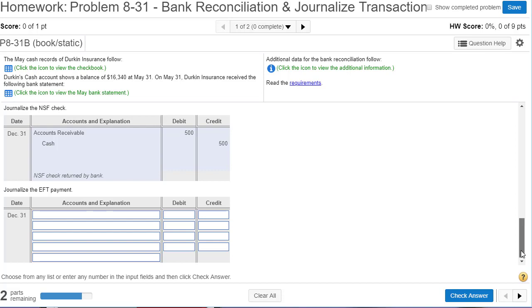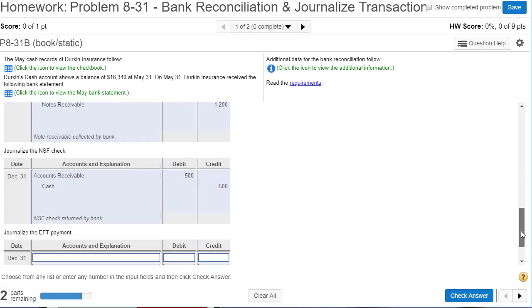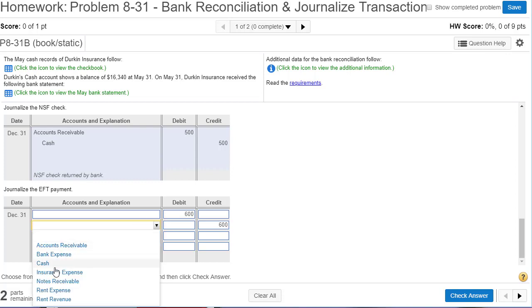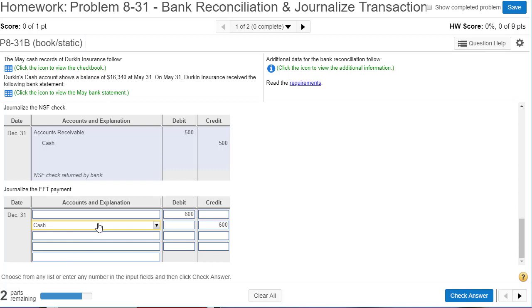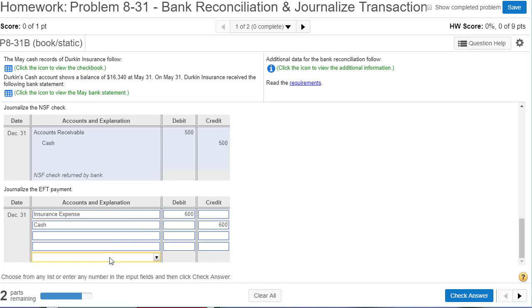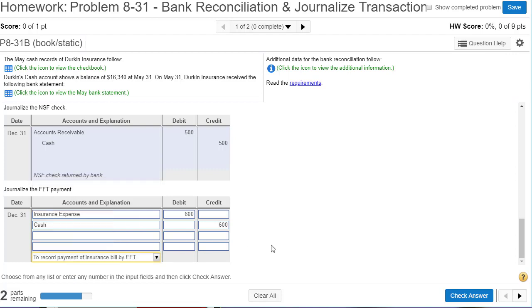Journalize the EFT payments. So we can go up here. EFT payment was for insurance. So because it's payment, that means it's going to go down. So cash is going down. Cash goes down with a credit. And what did we spend that money on? It said insurance, so that must be insurance expense. To record payment of insurance bill by electronic funds transfer.